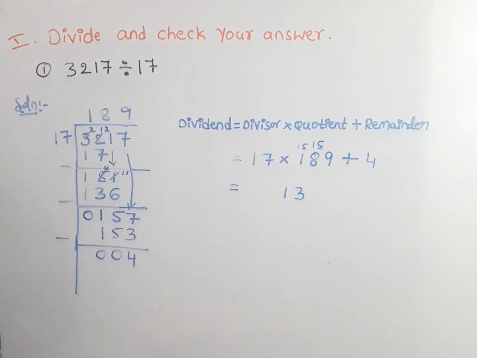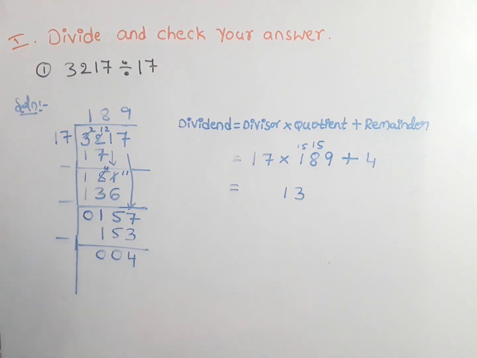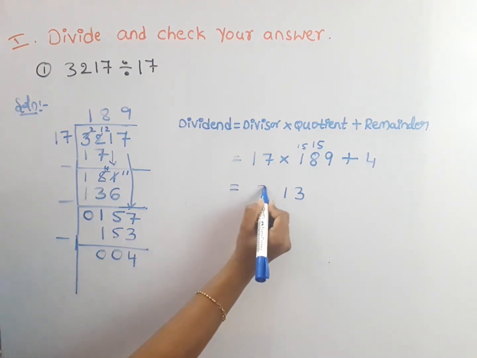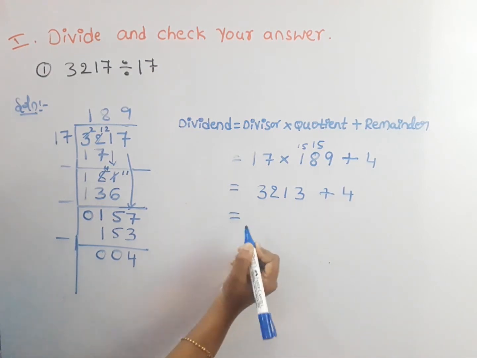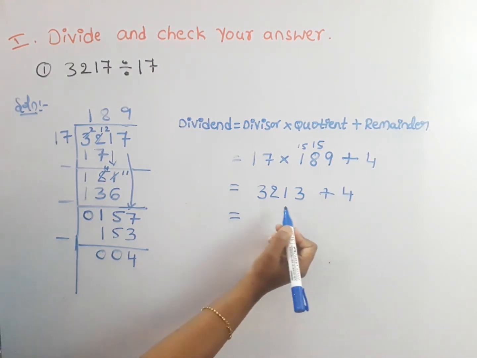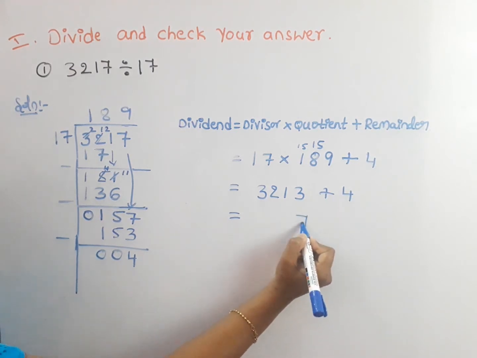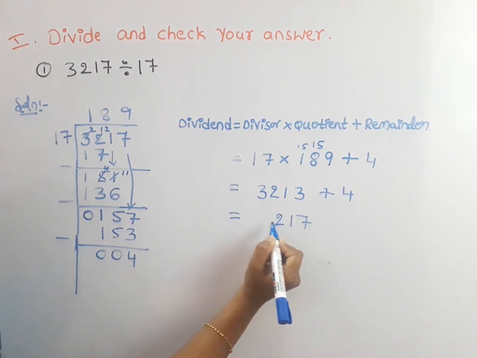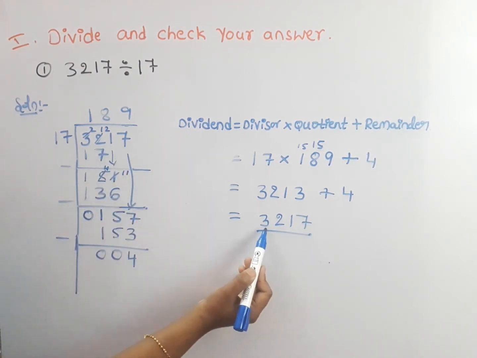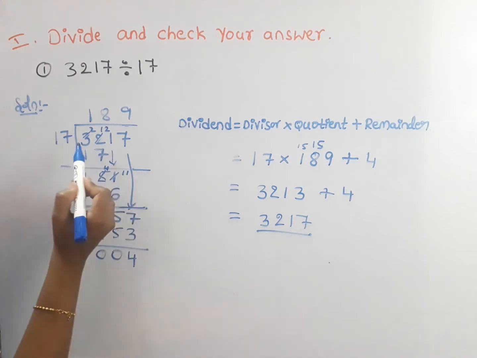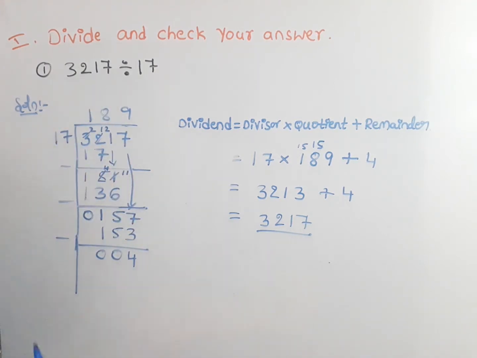17 ones are 17. 17 plus 15 is equal to 32. Then write the remainder as it is. Now addition. 3 plus 4 is equal to 7. Then 1 as it is. Then 2. Then 3. So here the dividend is 3217, and here also we have 3217. So our answer is correct.